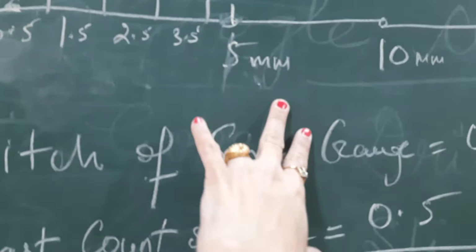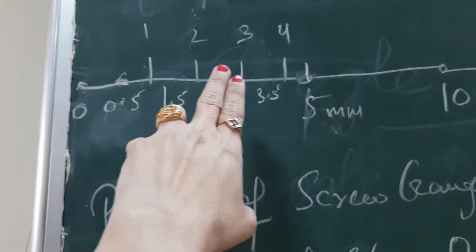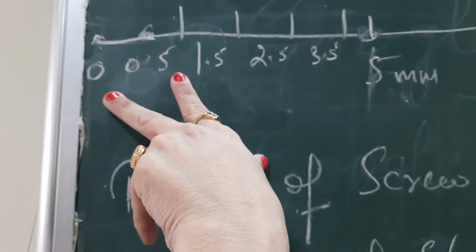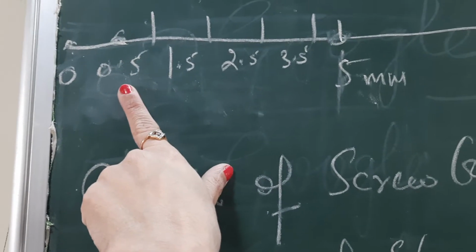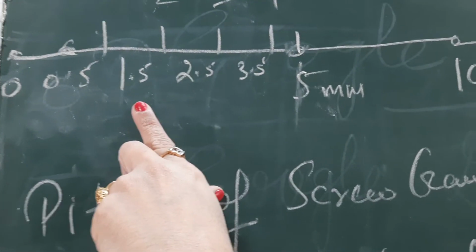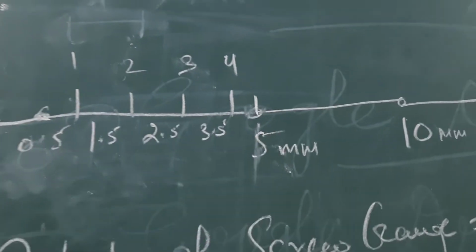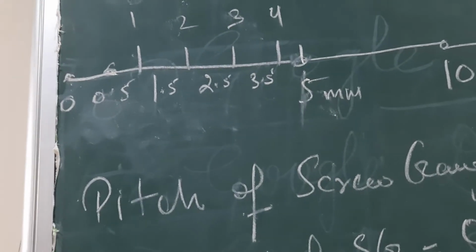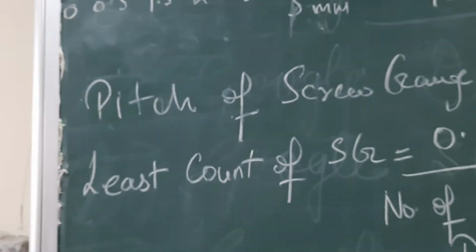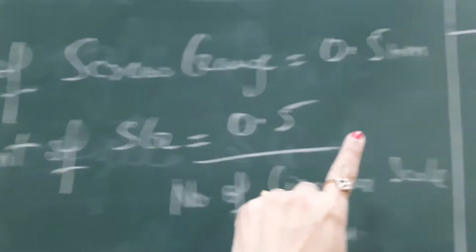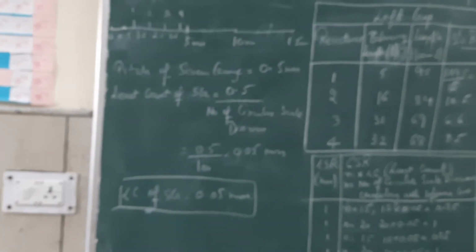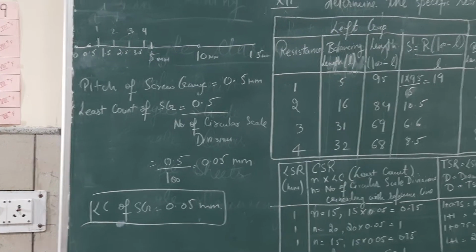Between 0 to 5 mm you have 1 mm, 2 mm, 3 mm and 4 mm. Now students, 0 plus 1 divided by 2 will give you 0.5. 1 plus 2, 3, divided by 2 will give you 1.5. Then 2.5, 3.5. So here we are getting a difference of 0.5 on each scale. So 0.5 will be your pitch of screw gauge. Pitch of screw gauge will be 0.5.